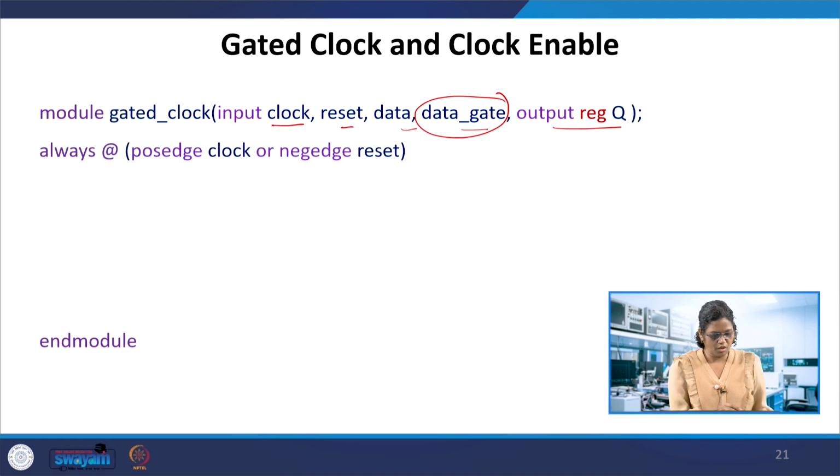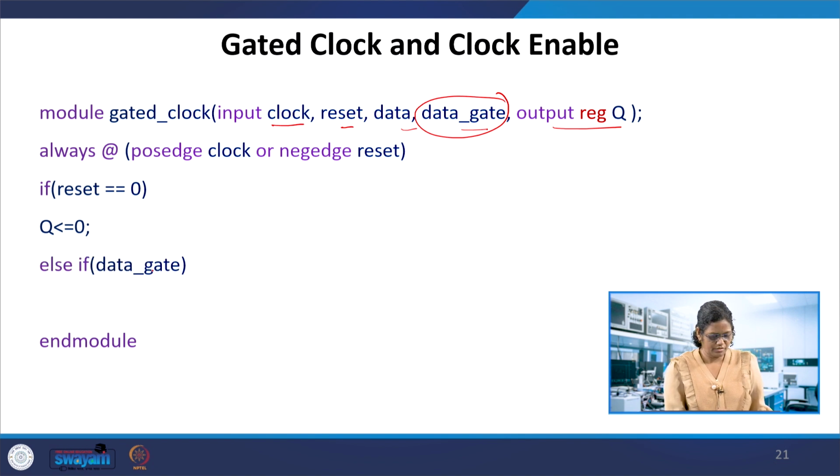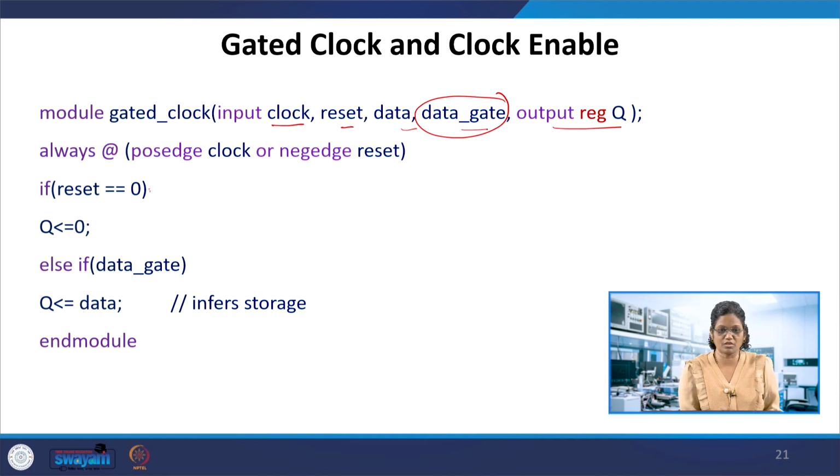For example, always at the passage of the clock or negedge of reset. So there are two signals over here. If reset is 0, q is 0. Else if data gate is true, q equals data. Either you use reset as 1 or 0, that is fine. If it is 1, then make it 0, else if data gate is 1, this one. Here we have used the negedge of the reset, so if reset is 0, then q is 0. In the other case the data is stored to q.